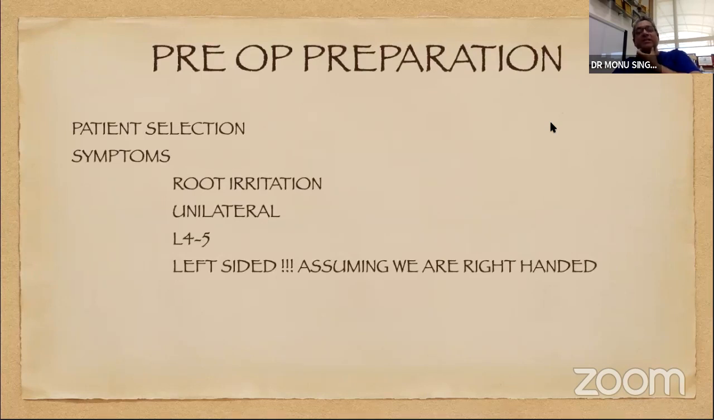So when we talk of pre-op preparation, you have to be able to choose the right kind of patient. Initially, my request for people who start with these cases would be to go in for patients who have symptoms of root irritation which are unilateral, preferably L4-5 and left-sided, assuming that we are right-handed. And there is a reason. I will just show two small clips for this. So a thin patient with unilateral symptoms of root irritation, preferably on the left side and in the L4-5 space, would be an appropriate patient for you to pick up initially.